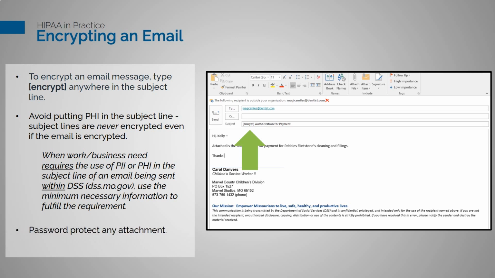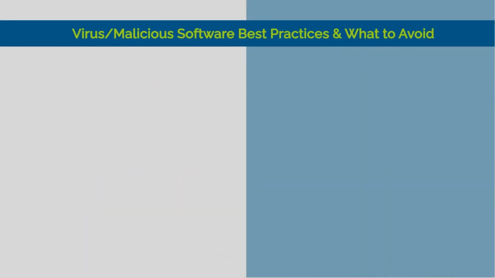Even when you encrypt an email, you must also password protect any attachments sent along with it. The Resources tab of this course has instructions on how to do this if you are unsure. Malicious software and viruses are a common threat in today's virtual world, and here are some do's and don'ts to help you protect PHI and PII.